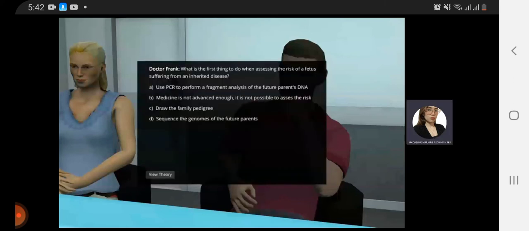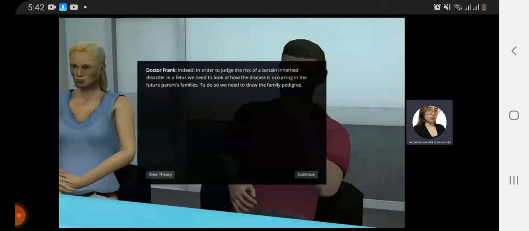What is the first thing to do when assessing the risk of a fetus suffering from an inherited disease? Indeed, in order to judge the risk of a certain inherited disorder in a fetus, we need to look at how the disease is occurring in the future parents' families. To do so, we need to draw the family pedigree.